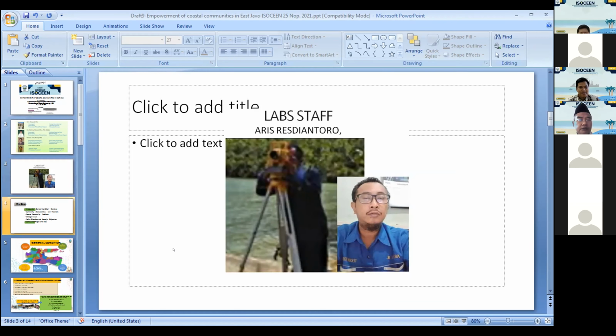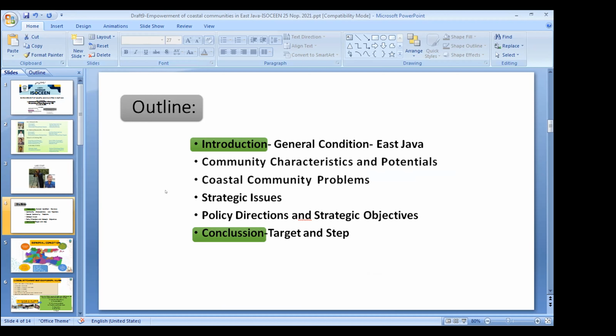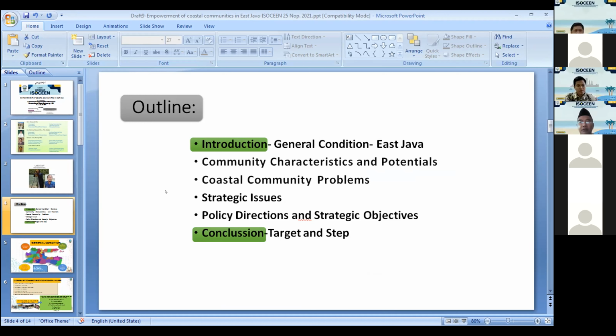All right, this morning I will give the outline like this: introduction, general condition of East Java, and then community characteristic and potential, coastal community problem, strategic issue, policy direction, and strategic objective. In conclusion, we have several targets and steps for the next work.